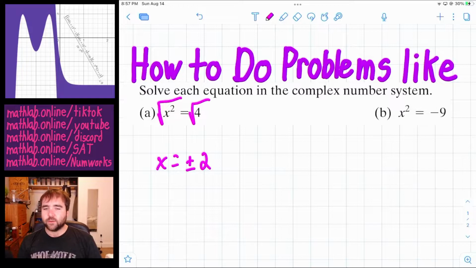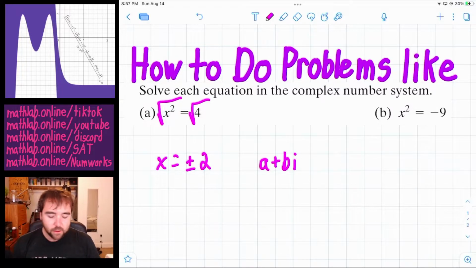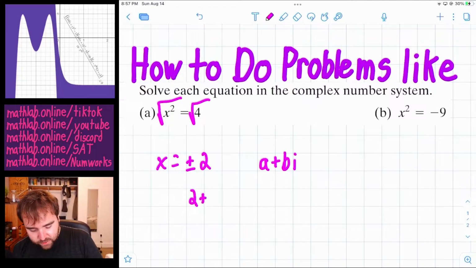How is that a complex number? What is a complex number? Well, a complex number looks like this: a plus bi. And is that what our number looks like right now? In a way, yes. Because it's 2 plus 0i.